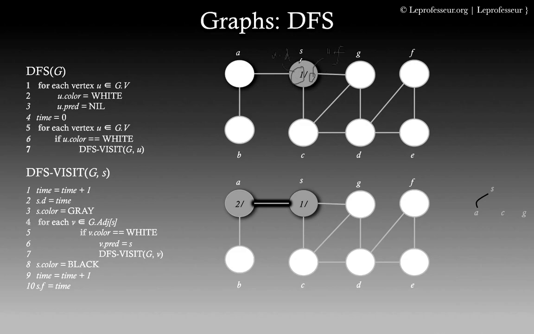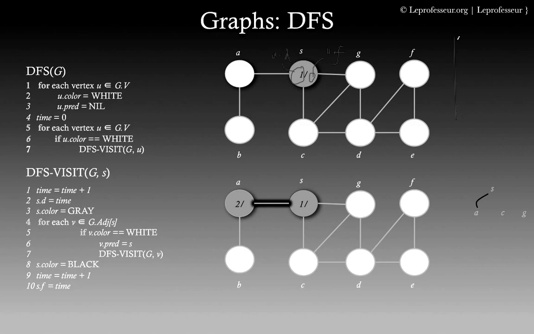So we have visited S, and now we apply this DFS visit to S. For each v adjacent to it, if the color is white, then we DFS visit that vertex, and we update the predecessor, v dot predecessor, with S. So for example, let's take a route to visit A first in the adjacency list.